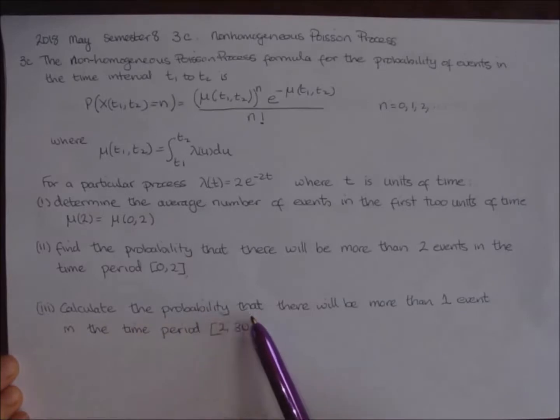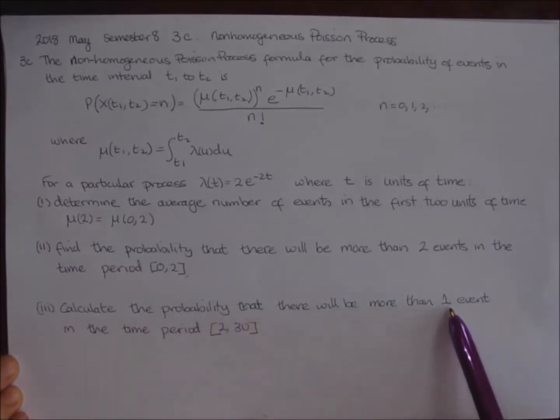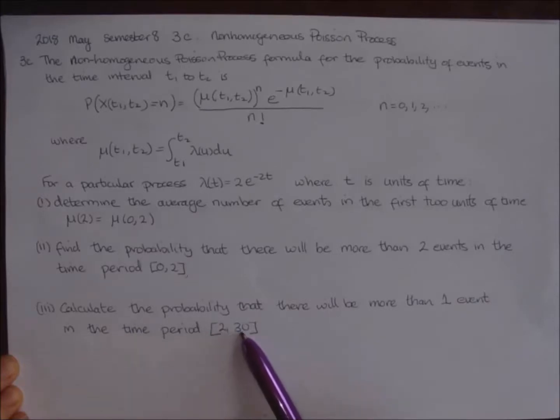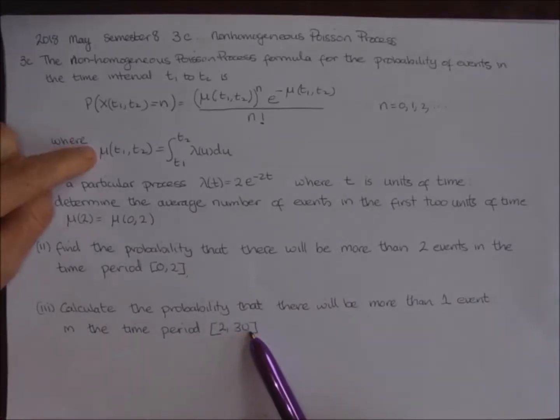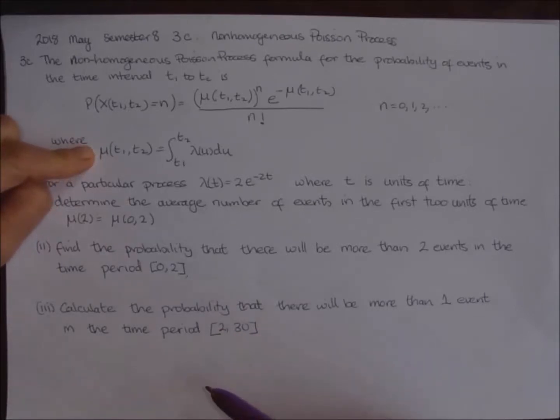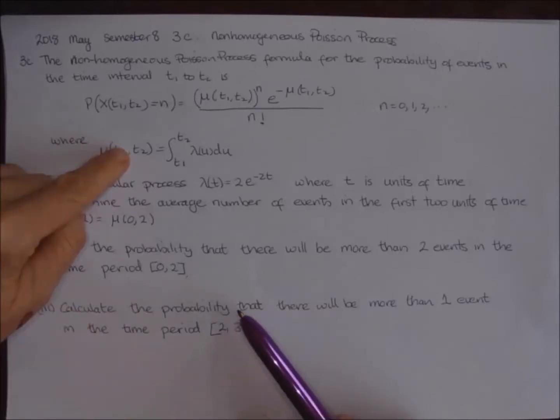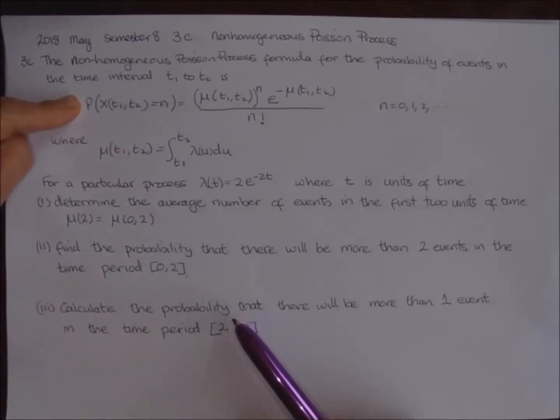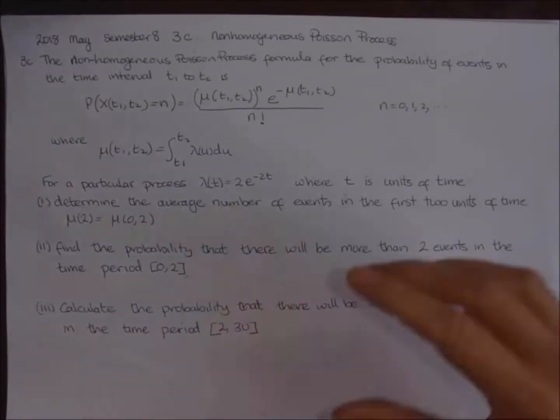Part 3 is calculate the probability that there will be more than one event in the time period 2 time units to 30 time units. So that means we will have to re-evaluate this, the average number of occurrences in that time interval, and then put that value back into this equation here. Okay, so let's start with part 1.